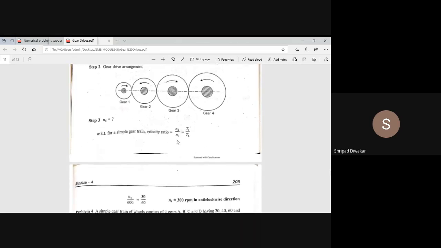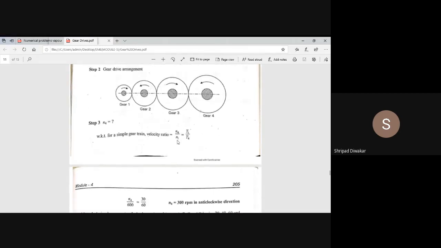T1 and T4 are given. T1 is 30 and T4 is 60, so N4 divided by N1. In this case, there is no need to find the speed of the intermediate gear. We can directly calculate the speed of the last gear.